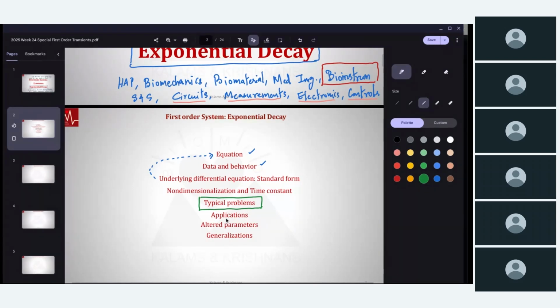And here, you said it's useful in HAP. Can you give me an example? Let's say useful in biomechanics, biomaterials. Again, can we look at examples? So we look at examples from most of these topics.